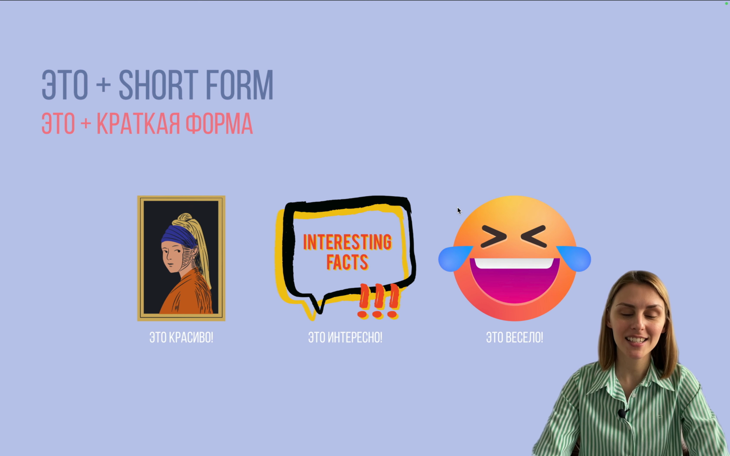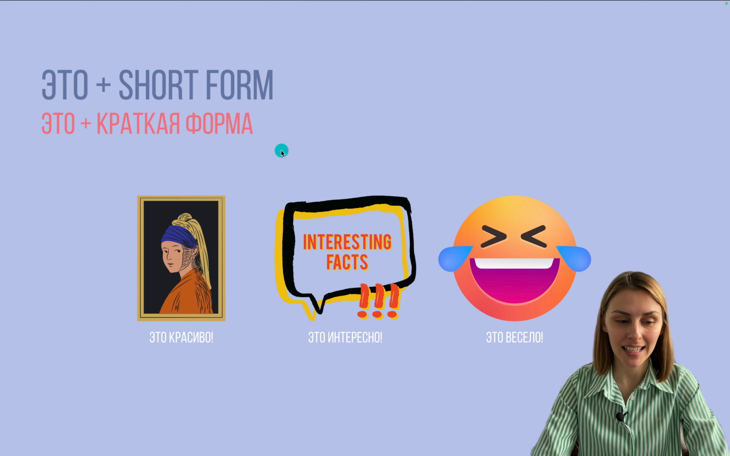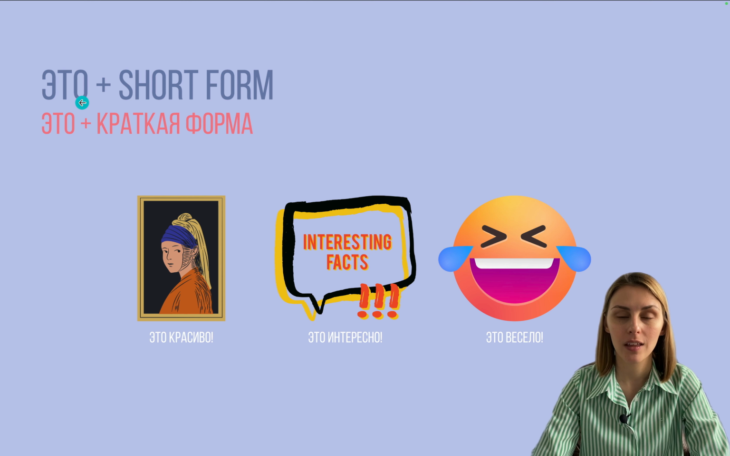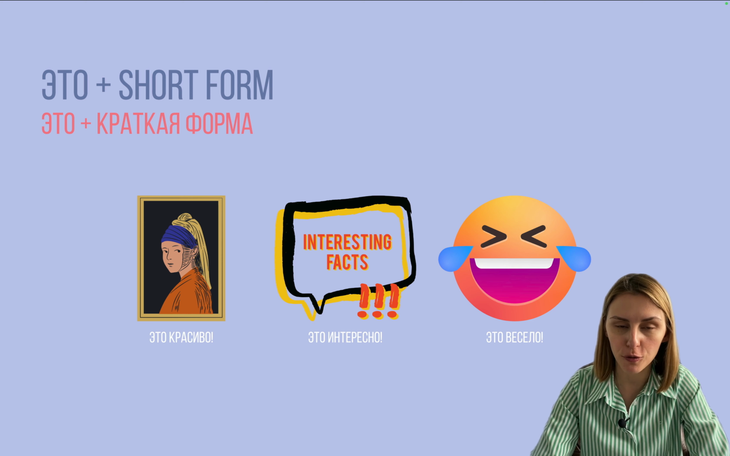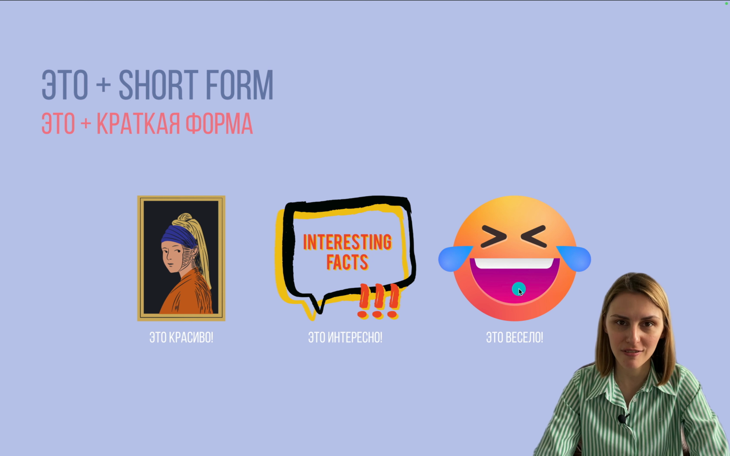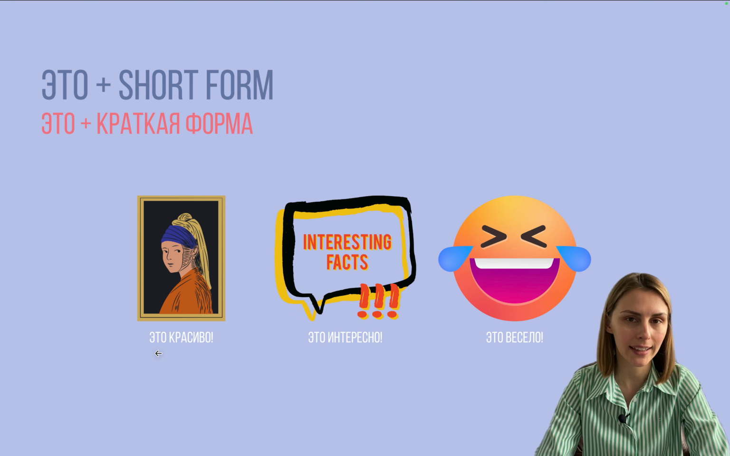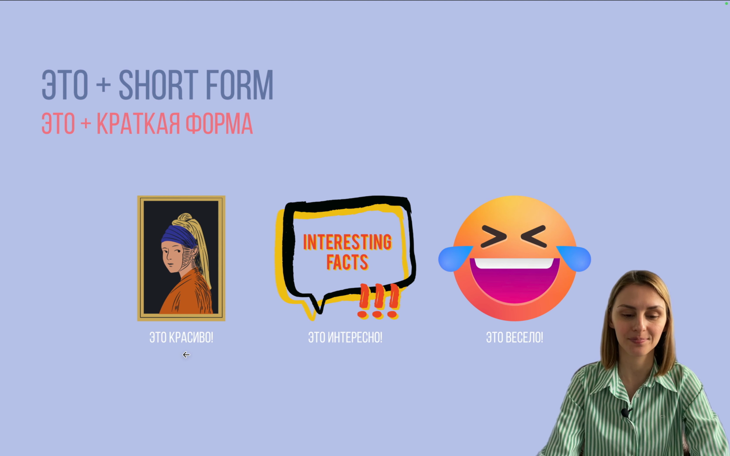And the final case in this video, when we use short forms: sentences with the word это. This is so beautiful, or this is beautiful, this is interesting. Это красиво. Это интересно. Это весело. This is beautiful. This is interesting. This is funny. All these sentences are with short adjectives, just because they start with the word это. So it's not possible to say это красивый or это красивая. No. After это, you always use short forms.